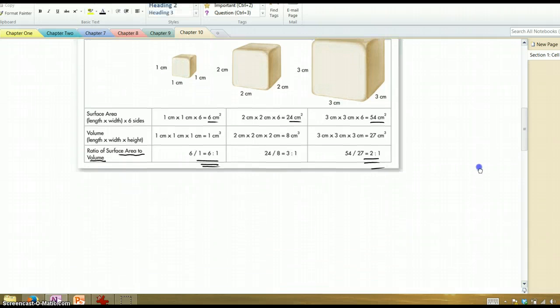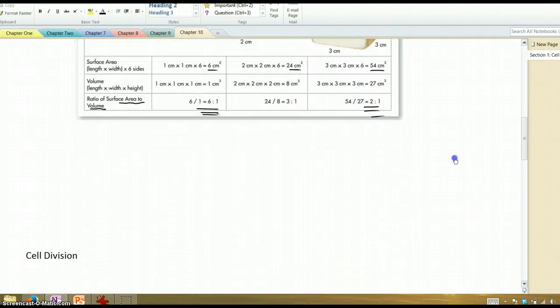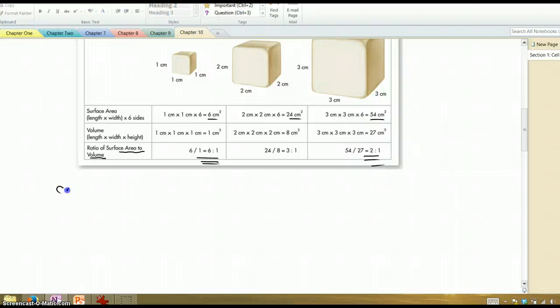All right, so what the heck does it have to do with cells? Okay, think of it this way. What does a cell need to do? A cell needs to get food in, and it needs to get waste out. If it's a cell that makes some kinds of material, some kinds of enzymes that it needs to export, those things need to get out of the cell.